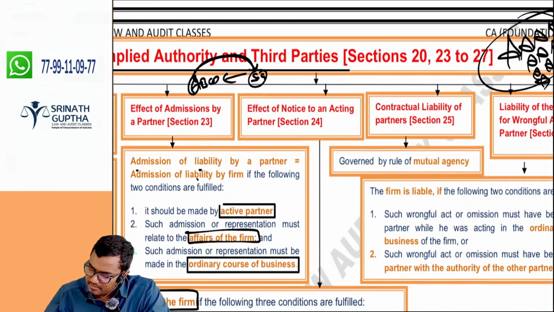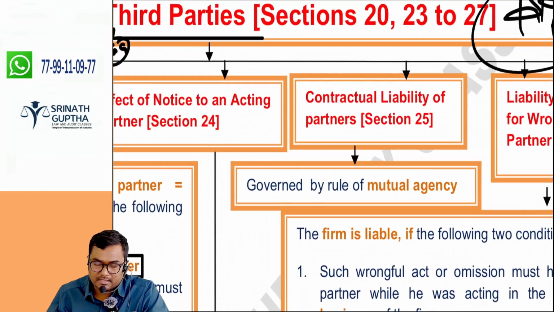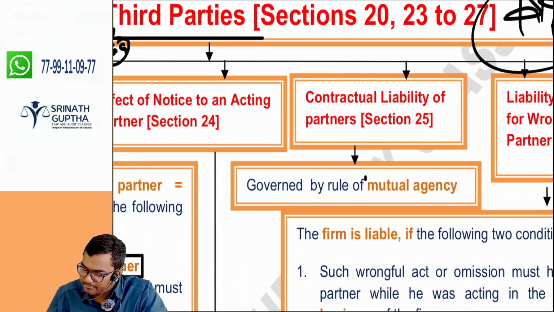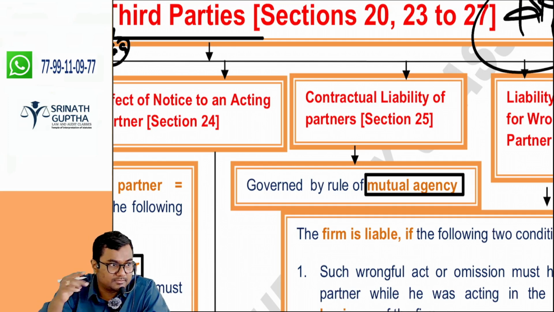Next is the liability of the partners. Contractual liability of the partners is governed by mutual agency. If I am selling, I am the agent and you are the principal. If you are selling, you are the agent and I am the principal.